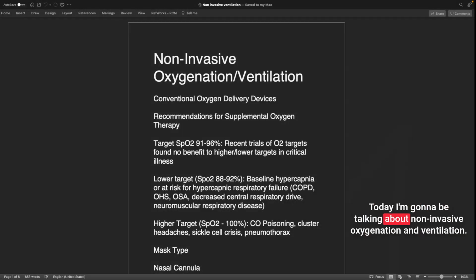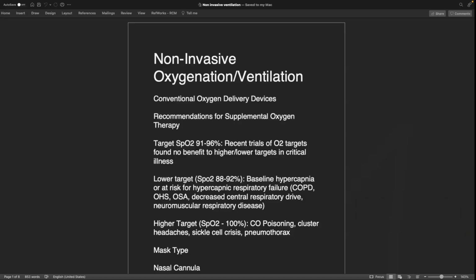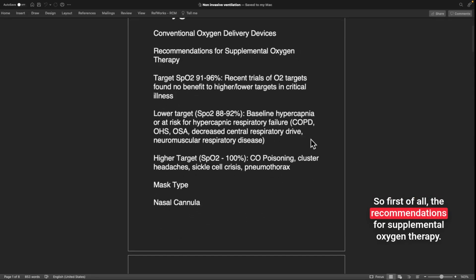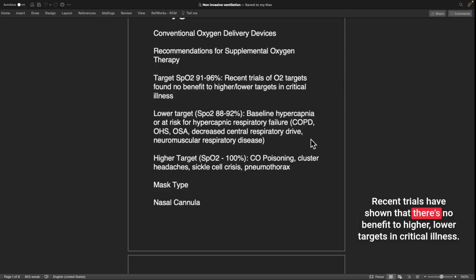Today I'm going to be talking about non-invasive oxygenation and ventilation. We'll be talking about the different types of oxygen delivery for patients that are admitted to the hospital. So first of all, the recommendations for supplemental oxygen therapy. The target oxygen saturation is between 91 and 96%. Recent trials have shown that there's no benefit to higher or lower targets in critical illness.